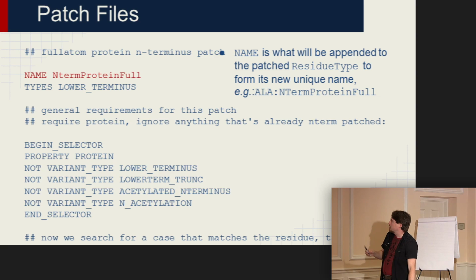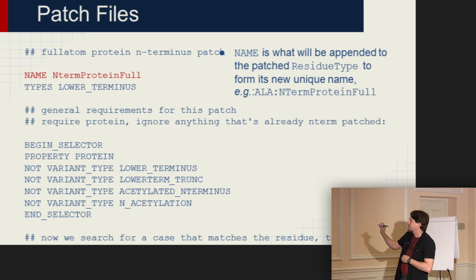Patch files, I'll go through this much faster than I did the params files. They have a name. This name is appended by a colon to the residue type from which it was modifying. For example, if alanine makes it through this patch file, it's going to become alanine colon N-term protein full. That's the full Rosetta name for that residue type to distinguish it from other types of alanine.